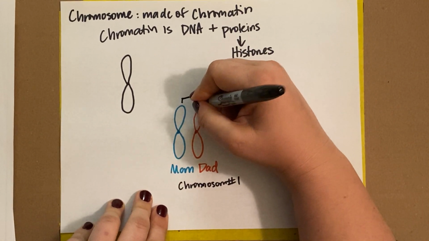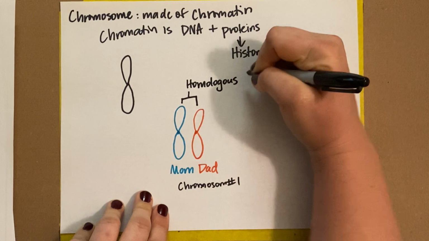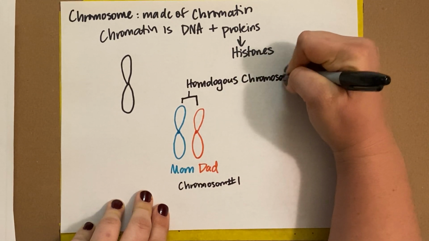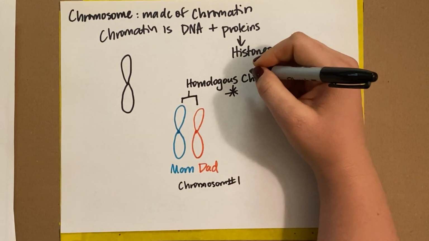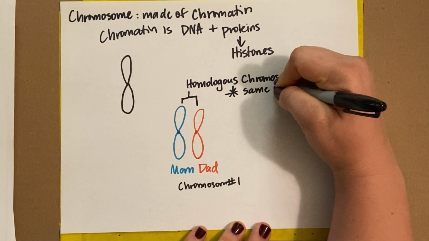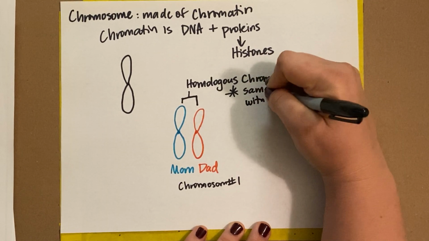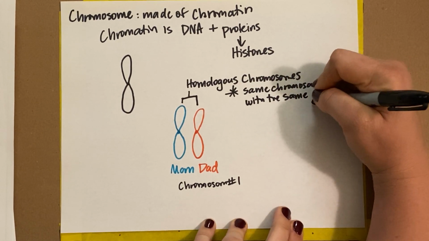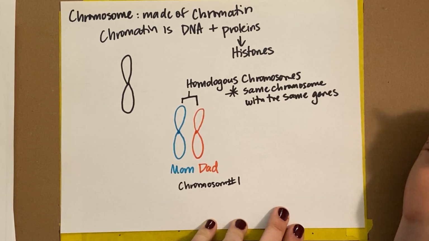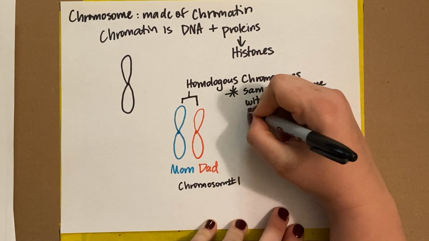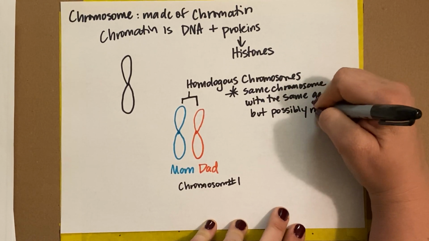What we consider these 2 chromosomes together is called homologous chromosomes. What that means is that these chromosomes are the same chromosome, with all the same genes. However, some of them could have different versions of genes because they're coming from two different individuals. So same genes, but possibly not the same version of a gene.